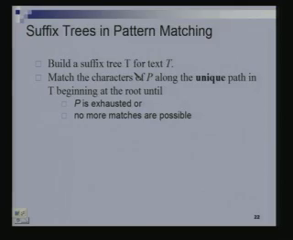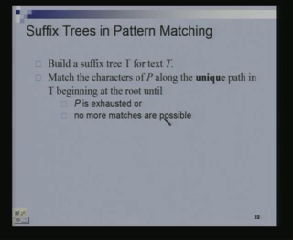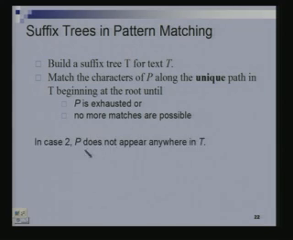So how do we do pattern matching? We build a suffix tree for the text, and match the characters of the pattern along the path, beginning at the root until the pattern is exhausted. If the pattern is exhausted completely, then that means that we have found a match. If no more matches are possible, then the pattern does not exist. So in case 2, P does not appear anywhere in the text.